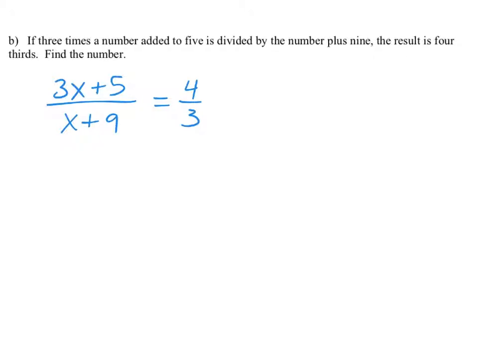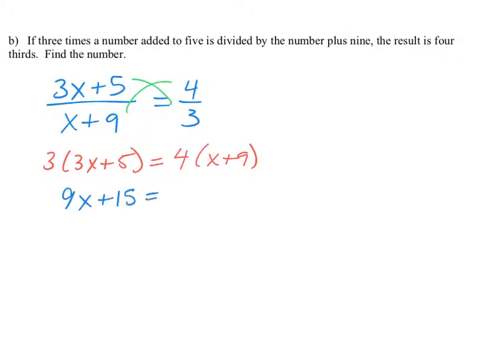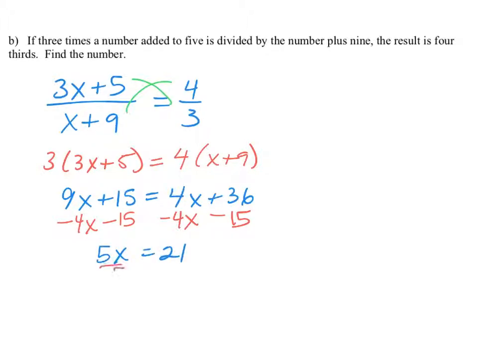We can solve this proportion by cross multiplying to get 3 times the quantity 3x plus 5 is equal to 4 times the quantity x plus 9. By using the distributive property, we get 9x plus 15 is equal to 4x plus 36. Then by subtracting 4x from both sides and subtracting 15 from both sides, we get 5x is equal to 21. And then by dividing both sides by 5, we get x is equal to 21 over 5.